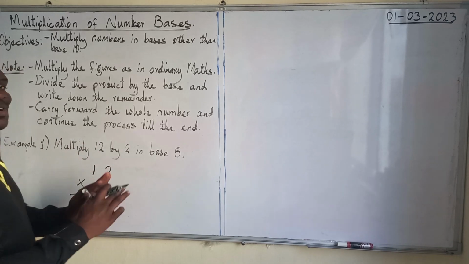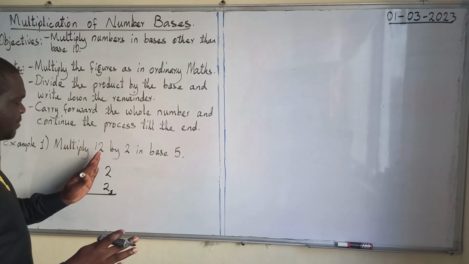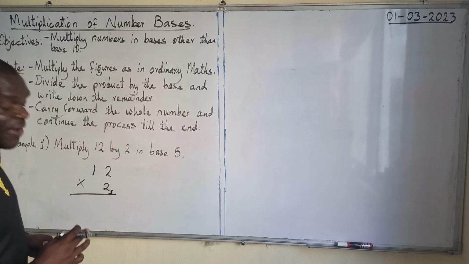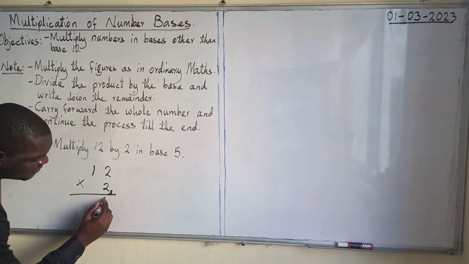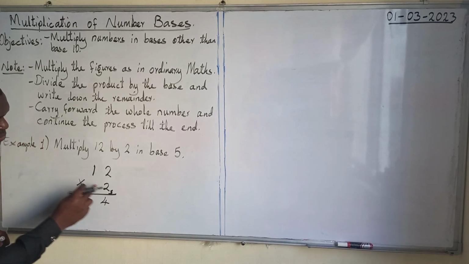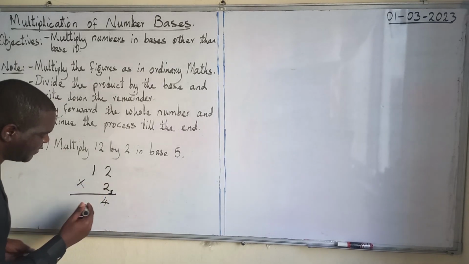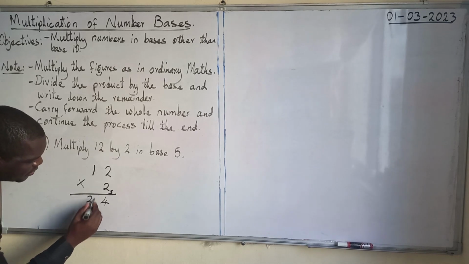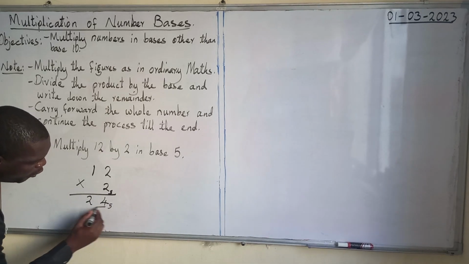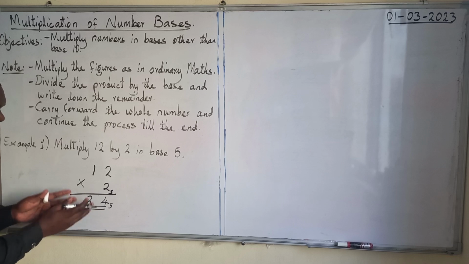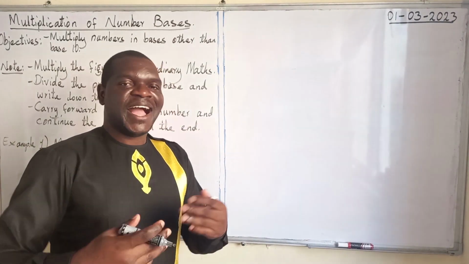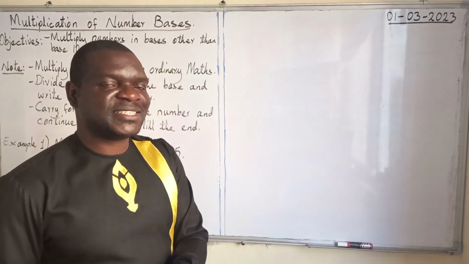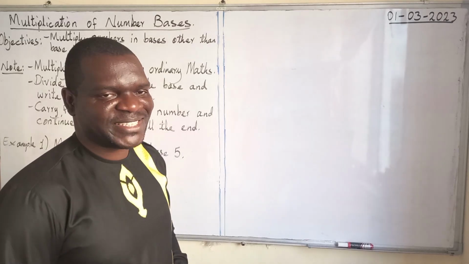But in this case, it's going to be simple because the product we have will not be up to 5. For instance, 2 times 2 is 4. 4 is less than 5, so you just write it down. 1 times 2 is 2, which is less than 5. You write it down. So our answer will be 24 in base 5. This simply means 2 groups of 5 and 4 units. Let's go to the next example to see how we can multiply numbers in bases other than base 10.